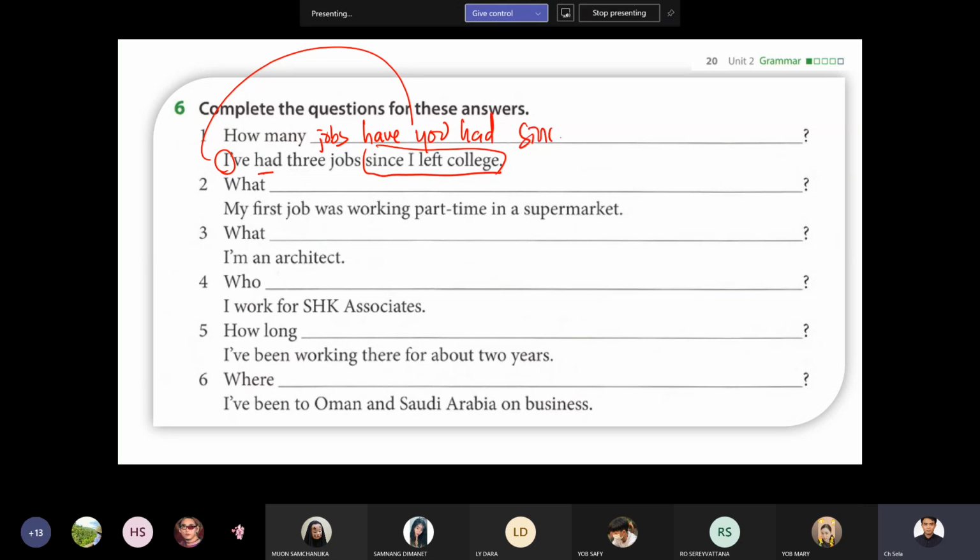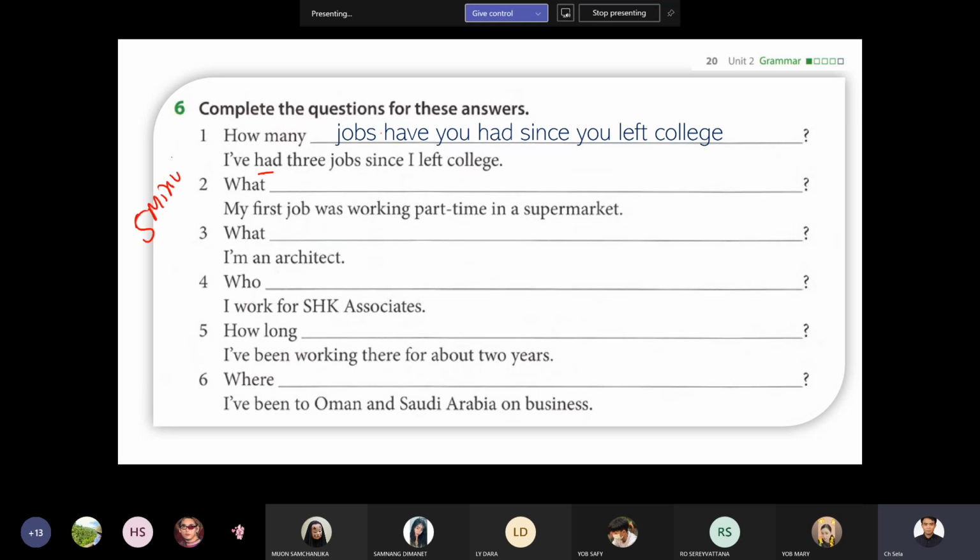And then put since you left college. Okay, guys? Easy or not? How many jobs have you had since you left college? Right or wrong, everyone? Okay, so correct. Number 2 until number 6, I want you to do it by yourself. You can have 5 minutes, and we will check the answers together at 10:21. All right, everyone, please try it by yourself.